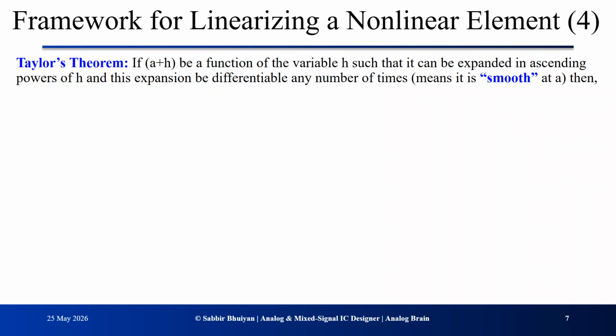That tiny local approximation becomes the foundation of small signal analysis. Let's see. So this is Taylor's theorem. Taylor's theorem states that if f of a plus h is a function of the variable h such that it can be expanded in ascending powers of h, and this expansion is differentiable any number of times, meaning it is smooth at a. What is meant by smooth? It means that the expansion is differentiable any number of times at that point.